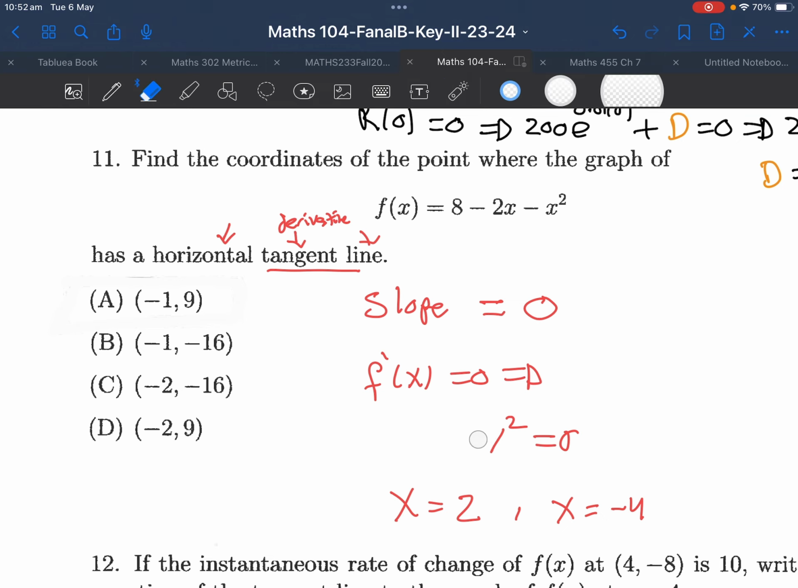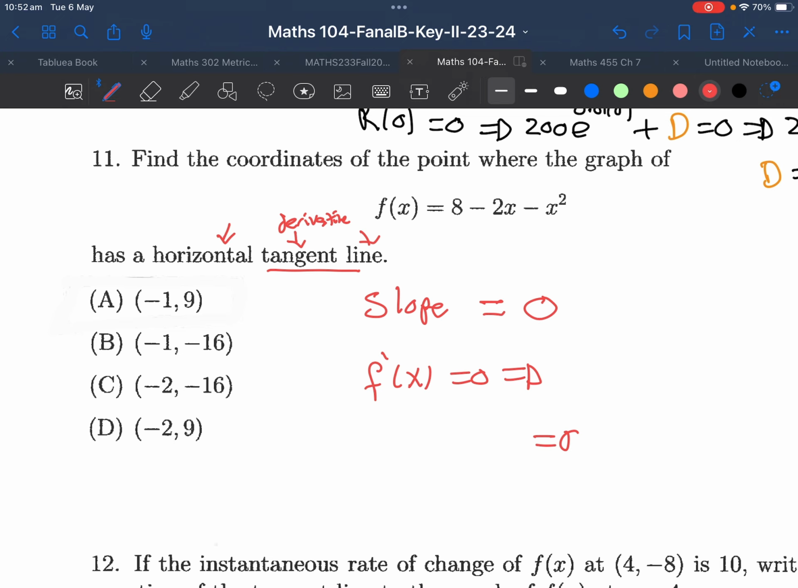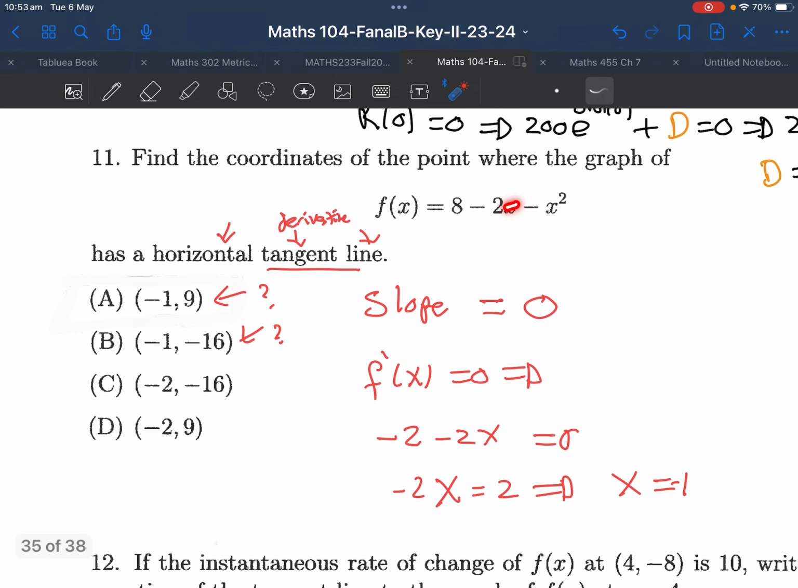Oh, I'm sorry, I think I made a mistake here. I didn't find the derivative, so I apologize. Please, we need to find the derivative. So the derivative is minus 2 minus 2x, which means minus 2x equals 2, and that suggests x equals negative 1. Now, there are two answers with negative 1, this one or this one. Which one should I choose?